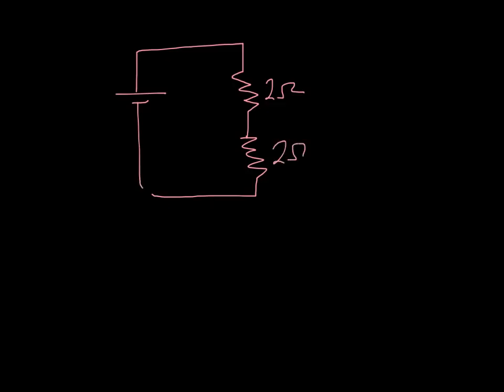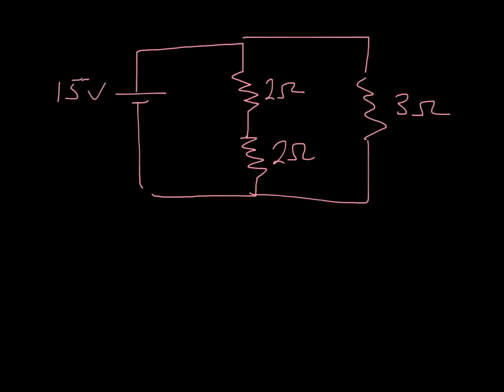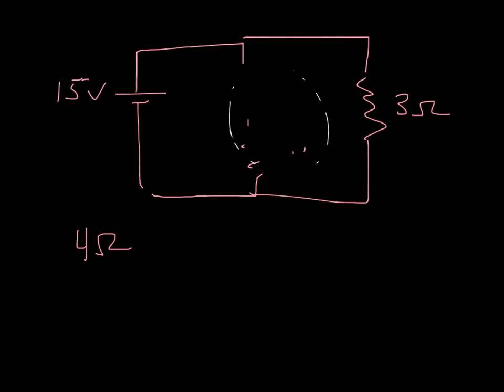Now we're going to have, again, our 2 ohm resistor here, our equivalent resistance that we just found of 2 ohms, and then our 3 ohm equivalent resistor out here. And again, this is 15 volts. Now we have these two, which we add together, and that gives us 4 ohms. So we can replace that with one resistor of 4 ohms.